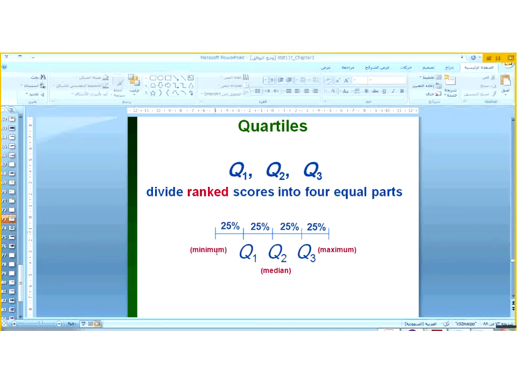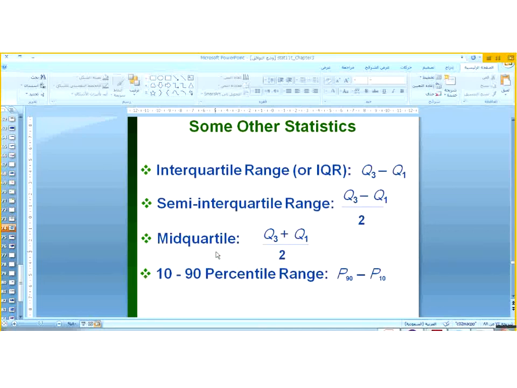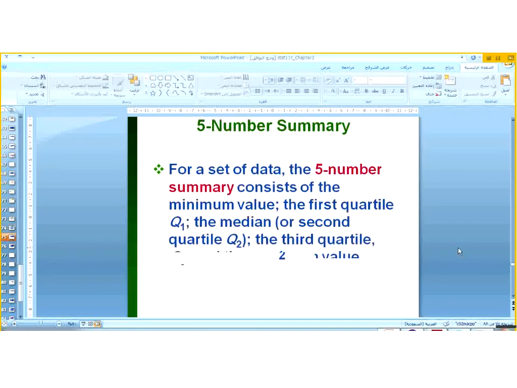عند 75%. زين، في عندي some other statistics. الانتركوارتيال range أو IQR it's equal Q3 minus Q1. Semi-interquartile range Q3 minus Q1 على 2. الميدكوارتيال equal Q3 plus Q1 على 2. 10 to 90% range equal P90 minus P10. مع الأسف هذول بس حفظ وتتعلموا تطبقوا عليهم. IQR we will use it إن شاء الله.